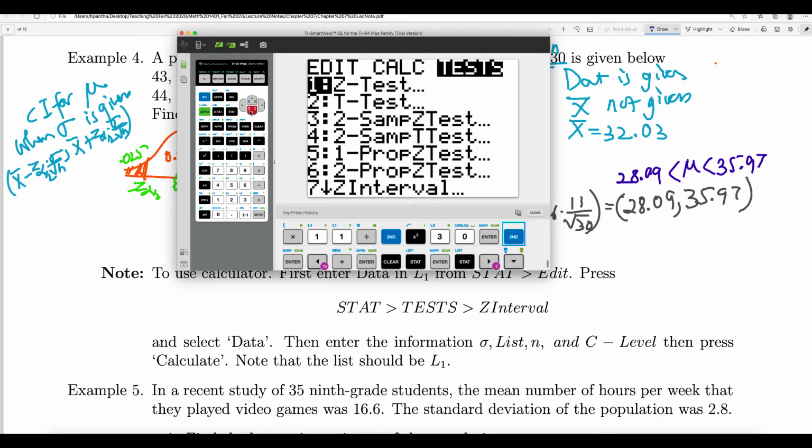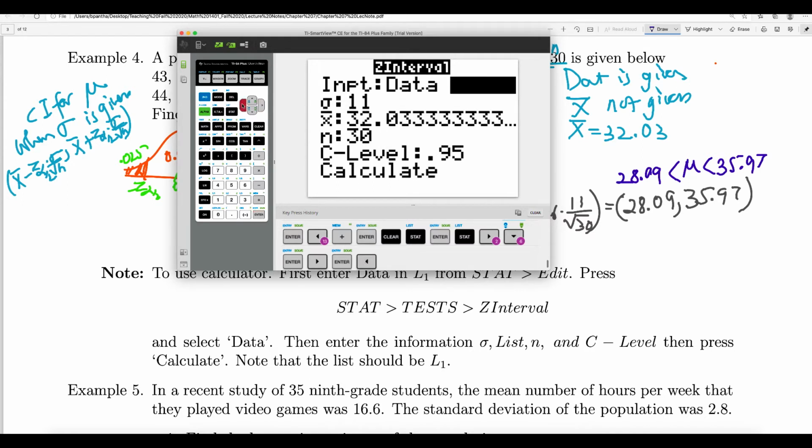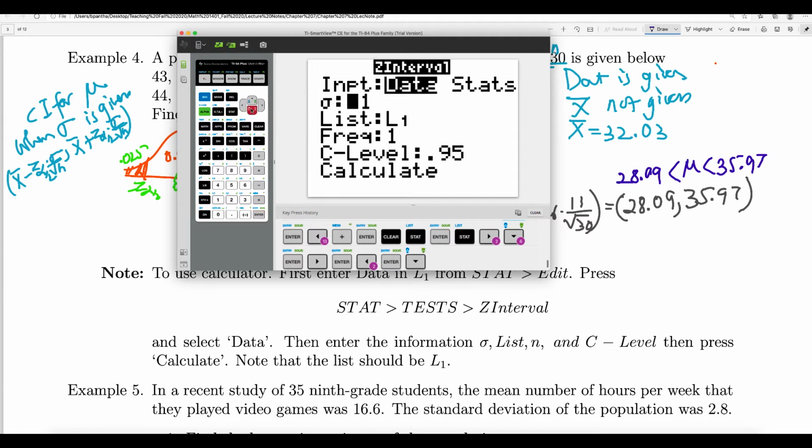Under the test you need to go to the Z interval, exactly the same way, but the thing different here is that previously we needed the stats because the sample mean was given, but now we need to pick the data, because we have the data given. So what is sigma? Sigma is 11. And what is the list? Where is the data? Data is in L1. Frequency is 1 because there is no frequency, so we write 1.